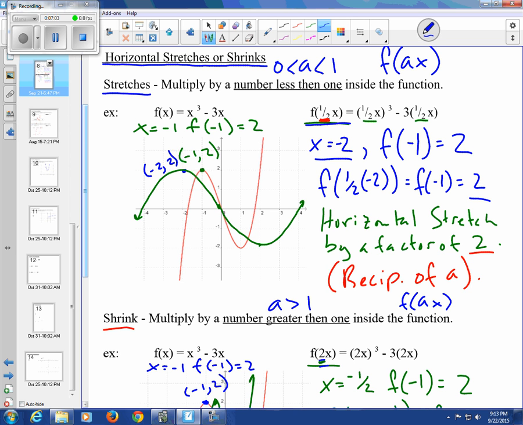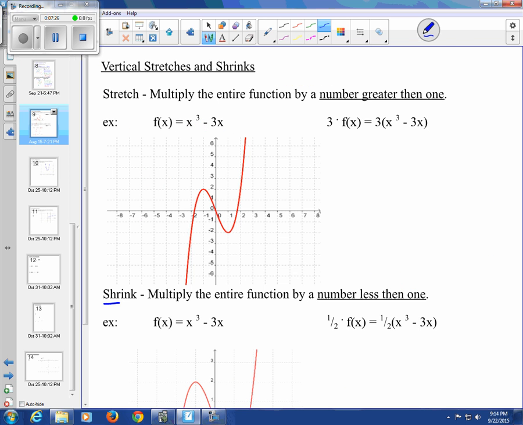We multiply by a number greater than 1, right? You might think that that would be twice as wide. Actually, that's happening twice as fast, so it's a horizontal shrink. We're multiplying by 1/2, a number less than 1. You might think that that would maybe be a shrink, but actually that's slowing down the x values so that they're happening over a longer period on the x-axis, and it's a horizontal stretch. All right, so counterintuitive with the horizontal stretches and shrinks, the vertical stretches and shrinks are much easier to see.